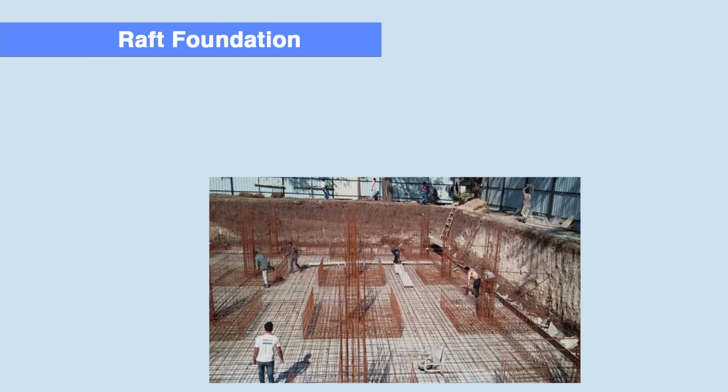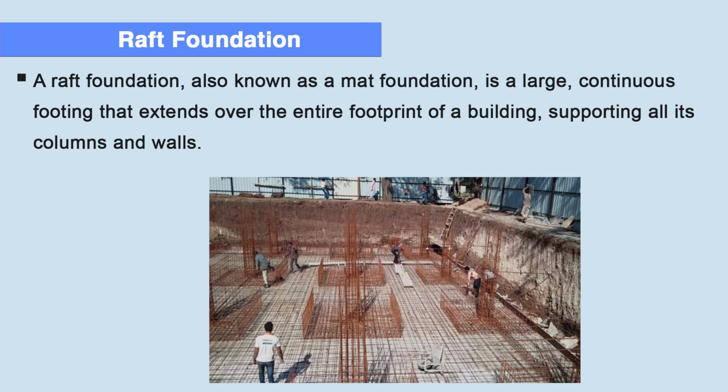Then the next type of foundation is raft foundation. A raft foundation, also known as a mat foundation, is a large continuous footing that extends over the entire footprint of a building, supporting all its columns and walls.